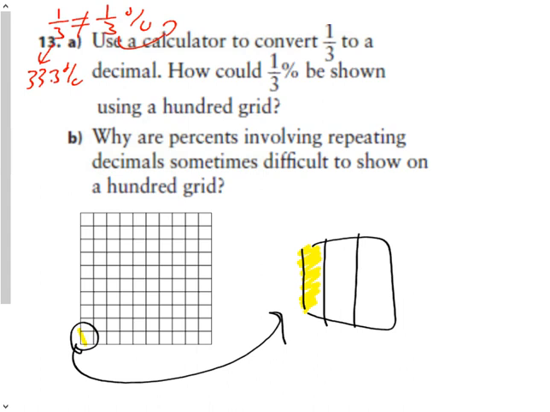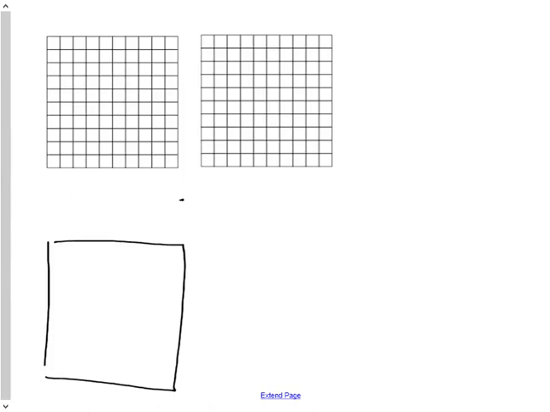And it says, how are percents involving repeating decimals sometimes difficult to show on a 100 grid? It's because I can't shade in. Let me just show you a different way. If I was to have a hundredths grid, we're going to do 33 and 1/3 percent, or 33.3 repeating percent. If I was to use the magnification one, I would simply take 33 of these squares, 10, 20, 30, 33, and this other one I would make a fraction, and I would circle it to magnify it, and I'd bring it over here.